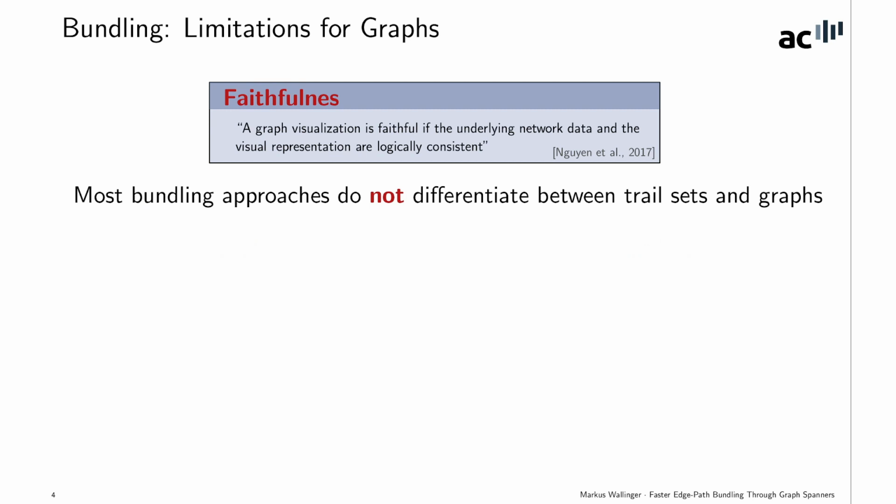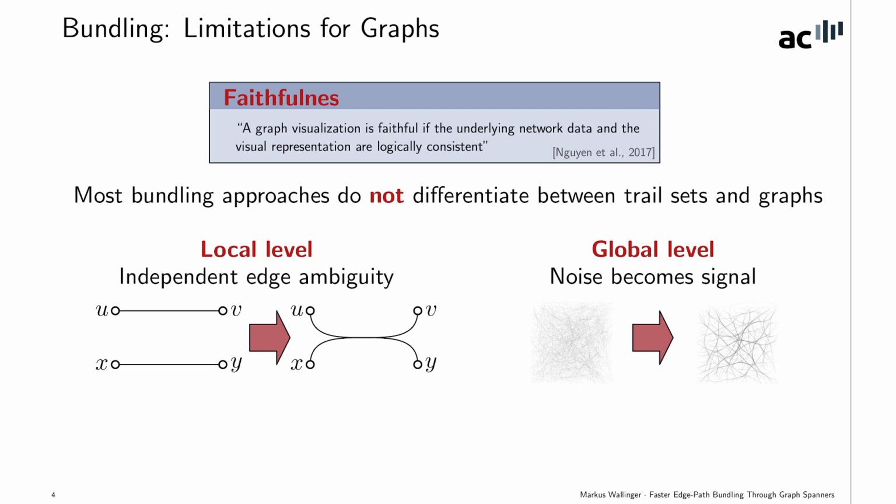Now, a graph visualization is considered faithful if the underlying network data and the visual representation are logically consistent. Most bundling approaches, however, do not differentiate between trailsets and graphs. The independent edge ambiguity is not a problem when bundling trailsets. For example, UV and XY are in close proximity, have a similar angle and length, and therefore should be bundled. However, for graphs this is problematic, because there's a connection implied between X and V and U and Y, which is not present in the underlying data.